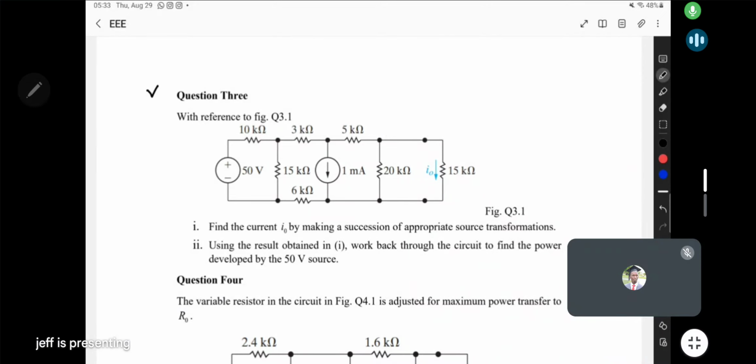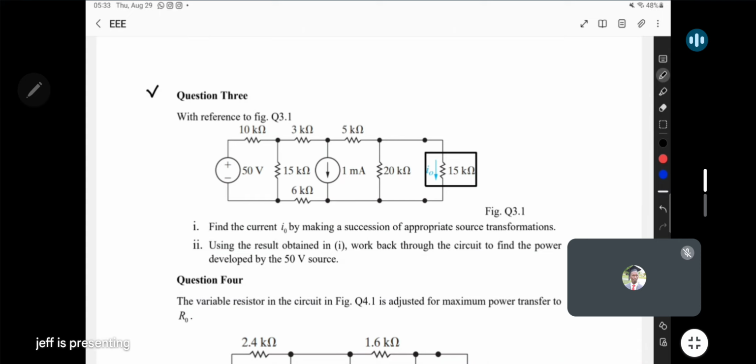Okay, so now we're going to look at question 3. And they're saying, find I0 by making successive appropriate source transformations. The first thing is to understand where I0 is. I0 is here. Once you understand the element you're trying to analyze, that element must be isolated. It must not be tampered with as you make the transformations.